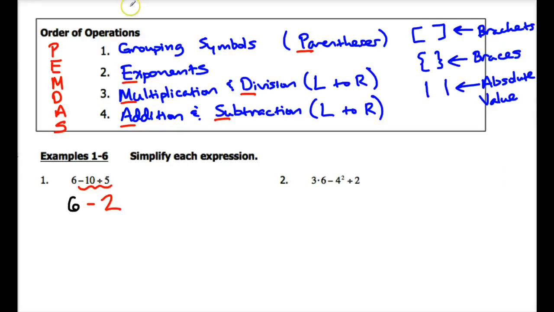So now that we've done our division, now we can do what's left, which is just subtraction. So 6 minus 2, that's going to give us 4. And so 4 would be the answer to this expression.